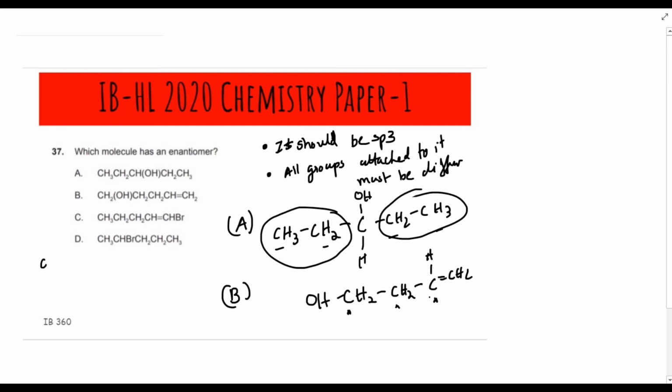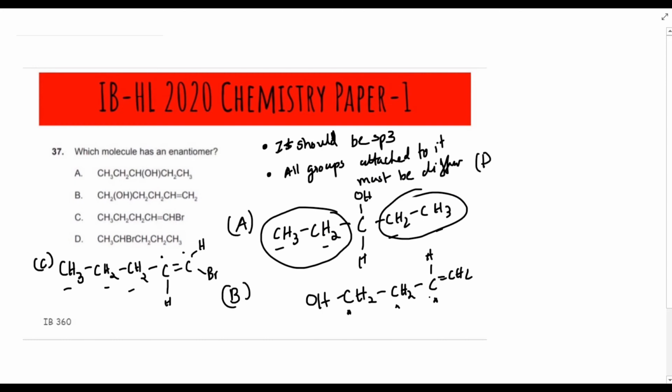So going for option C, what we have is CH3, CH2, CH2, CH, triple bond CHBr. Okay, here again see these carbons cannot be chiral. These two also cannot be chiral because of this double bond. So we are just left with option D.